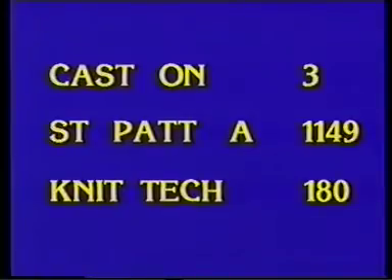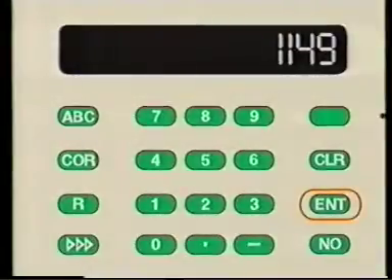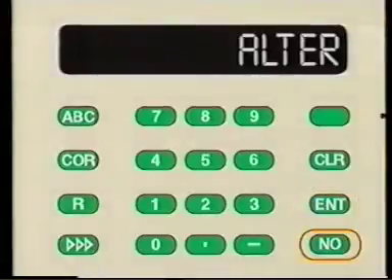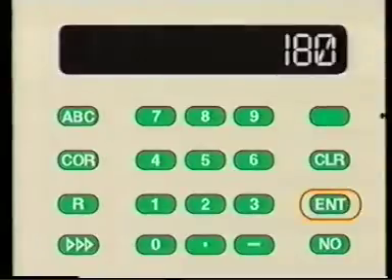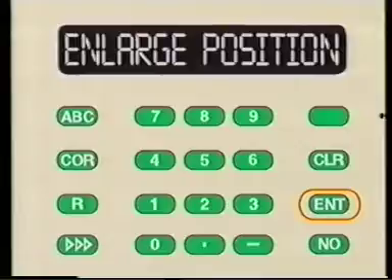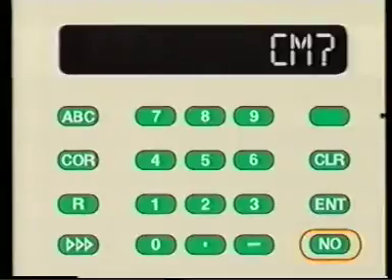When the display asks for the information on stitch pattern B, return to the video. Press 1149. Press Enter. Press No. Press 180. Press Enter. Press Enter. Are the measurements to be given in centimeters? Press No.